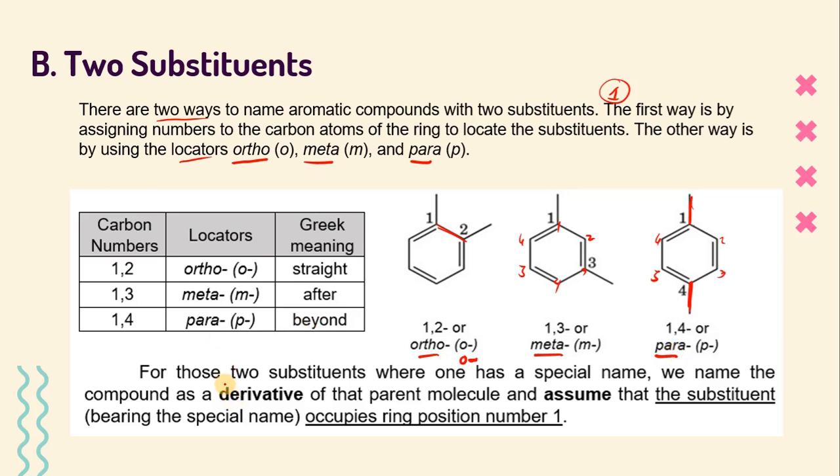Okay. For those two substituents where one has a special name, we name the compound as a derivative of the parent molecule and assume that the substituent bearing the special name occupies ring position 1. So what does that mean? Whenever one of those two parts forms a special name, that is what you use as the parent, and the other one becomes a branch. We will have an example of that.